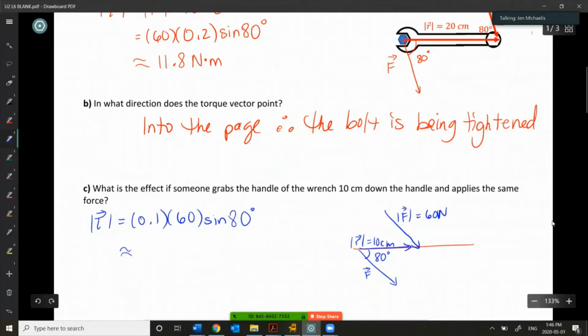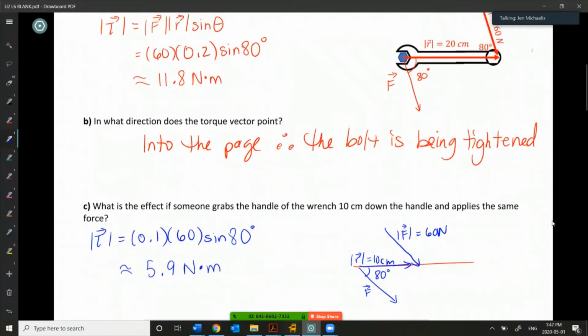So let's plug this into our calculator. We'll round to 1 decimal place again. Should be getting about 5.9 Newton meters. So let's compare that to what we got in part A. What's the connection between 11.8 Newton meters and 5.9 Newton meters, and how does that relate to what we just did with the radial distance?